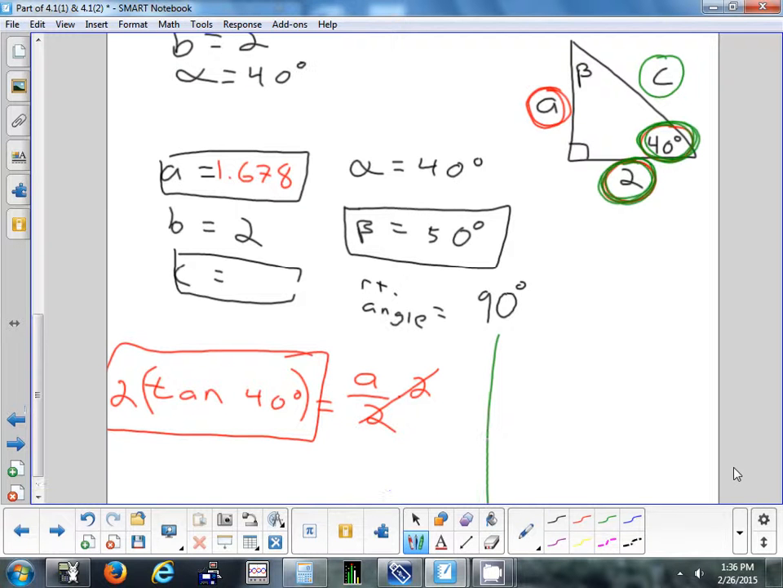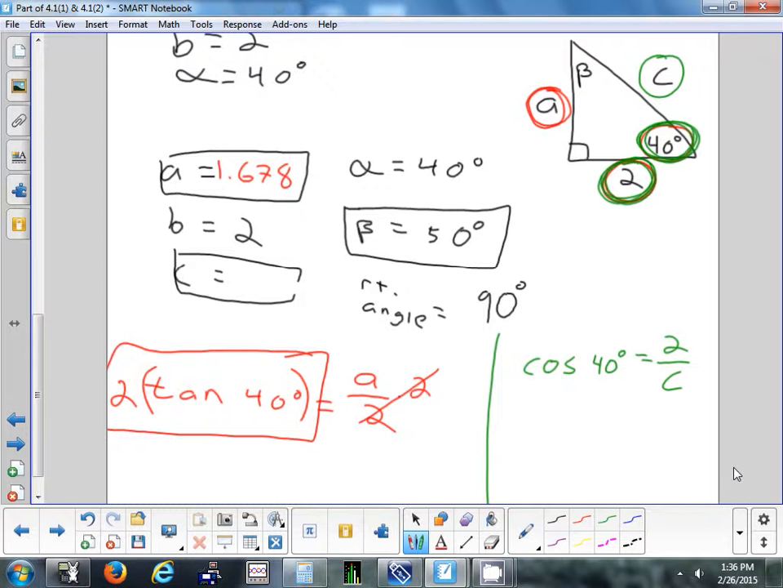I got to figure out my trig function. It's not going to be tangent. I already used that one. So my choices are either sine or cosine. Okay, side 2, what's the name of that? Adjacent. And how about side C? Hypotenuse. So we're looking for a trig function that's got adjacent and hypotenuse. And cosine. So we're going to do the cosine. Fill in your angle. Equals adjacent over hypotenuse. 2 divided by C.